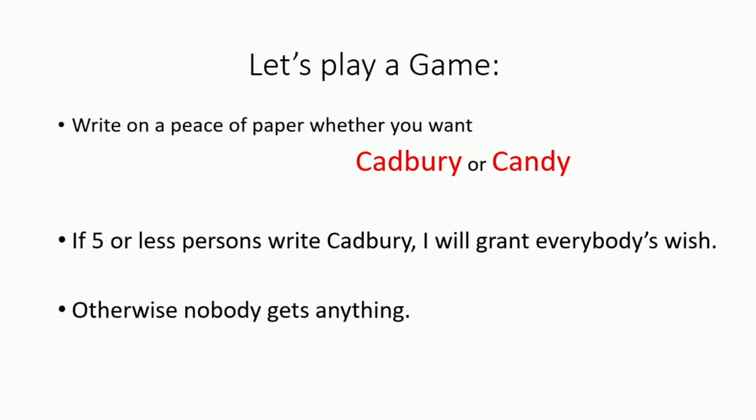Okay. So this is the game. I'll give all of you candy, or okay. Don't look at your neighbors. You have to write Cadbury or candy on your paper, and if 5 or less persons write Cadbury, I will grant everybody's wish. Meaning that those who wrote Cadbury will get Cadbury and the rest will get candy. If more than that, I will keep the chocolates. Fine. 1, 2, 3. Okay, right.